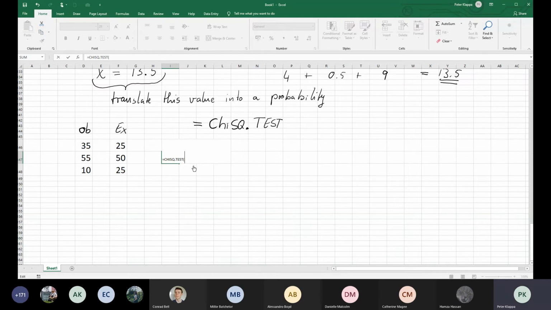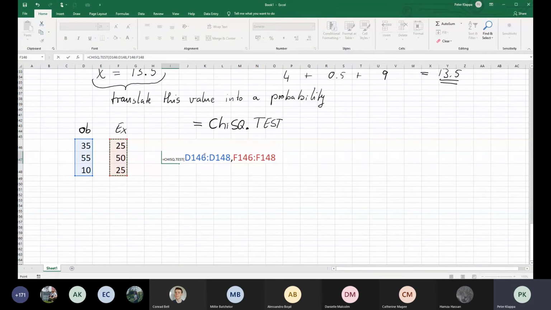So it asks us, that's interesting, what is the observed range, and what is the actual range, and what is the expected range. Do you see the numbers that are put into this chi-square? Do you see these numbers, D146 to D148? Yes? So these are the cell references.